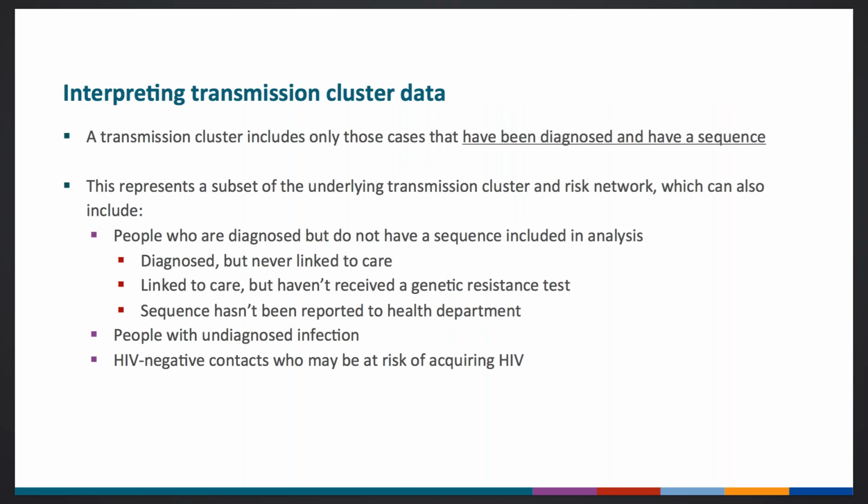A transmission cluster that we identify through molecular analysis only includes those cases that have been diagnosed and have a sequence. And this represents a subset of the underlying transmission cluster and risk network, which can also include a variety of other people, including people who are diagnosed but don't have a sequence in the analysis because they were never linked to care, or they were linked to care but they didn't get a genetic resistance test, or that sequence didn't get reported to the health department. Could also include people with undiagnosed infection or HIV negative contacts who may be at risk of acquiring HIV.